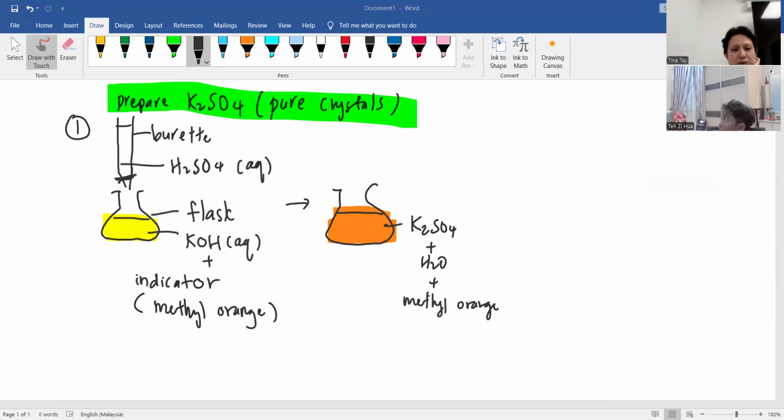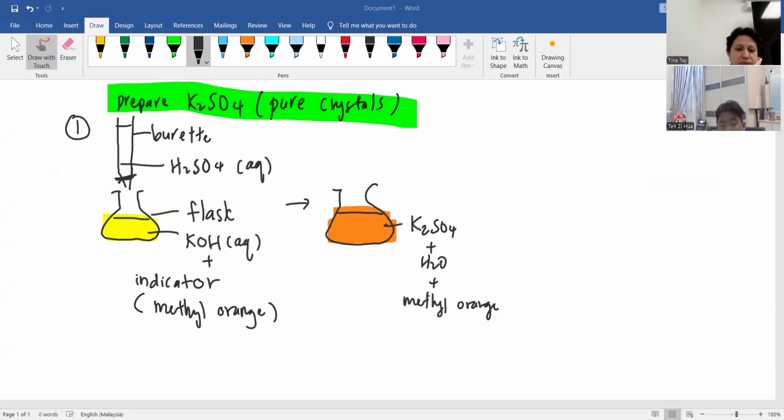The reason why I need methyl orange is I need to know how much acid reacts with how much alkali, because acid is colorless, alkali is colorless, right? Okay, so the purpose of the methyl orange is to give it color so that I can see the endpoint. Now we have a problem: I have methyl orange. So how do I get rid of the methyl orange?